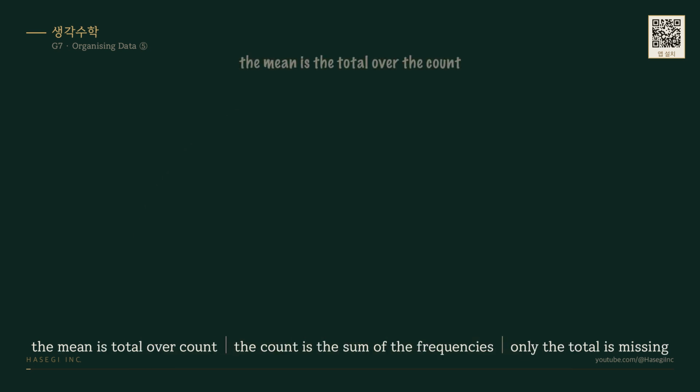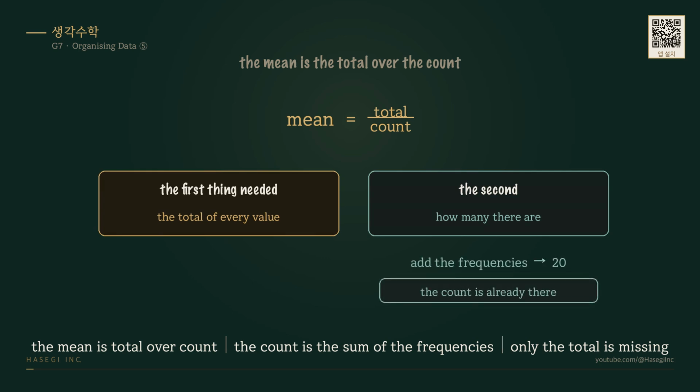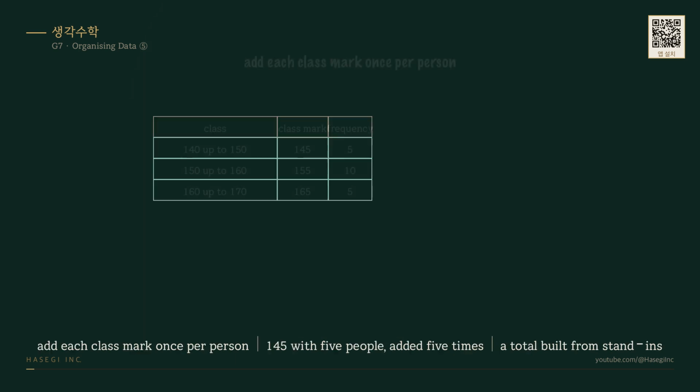A mean is everything added up, divided by how many there are. So we need exactly two things: the total and the count. The count is already in the table since adding the frequencies gives the total frequency. The only problem left is rebuilding the total. We rebuild the total with the class marks from last time.